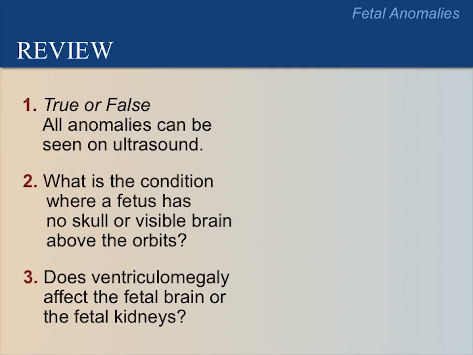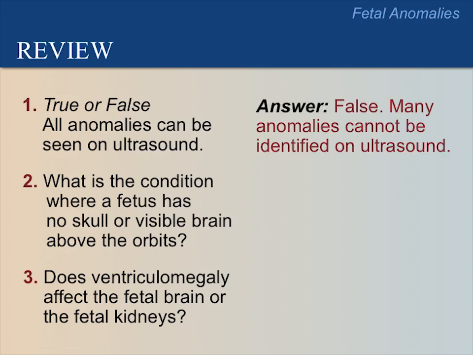Review questions, true or false. All anomalies can be seen on ultrasound. The answer is false. Many anomalies cannot be identified on ultrasound. What is the condition called where a fetus has no skull or visible brain above the orbits? The answer is anencephaly.